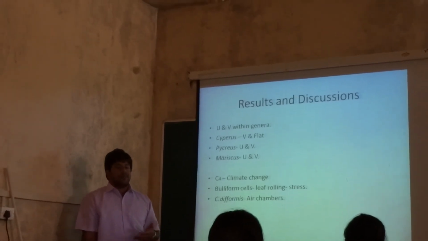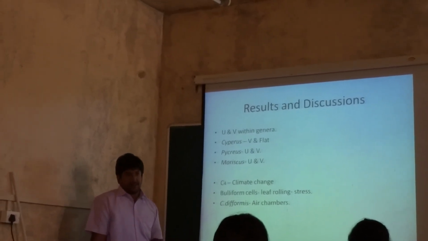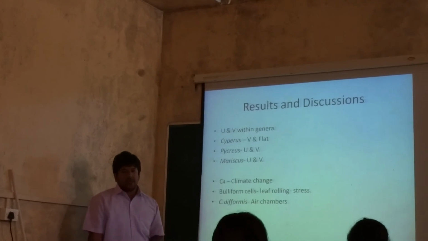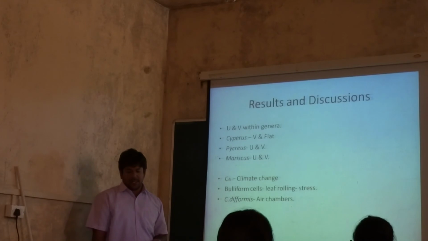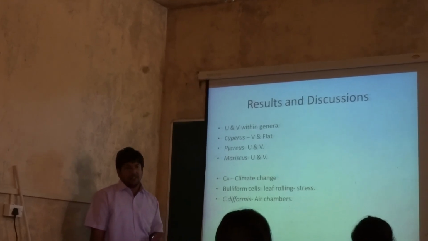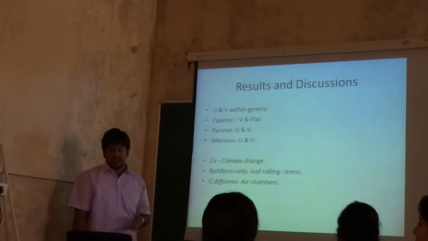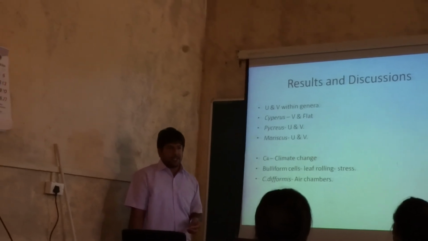There was variability within the genera as far as the leaves were concerned. They varied from U to V-shaped. Then in Cyperus, in Cyperaceae, we see except one, others were all V-shaped. In Picreus again they were U-shaped.